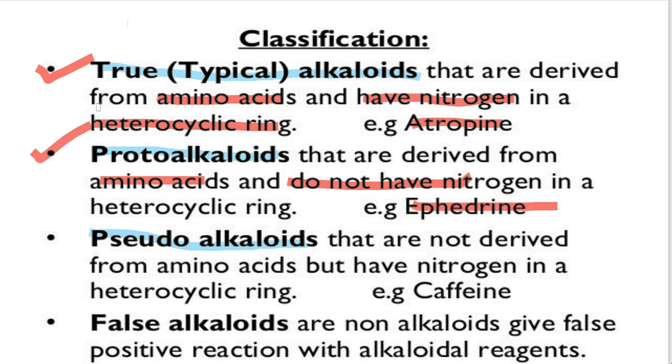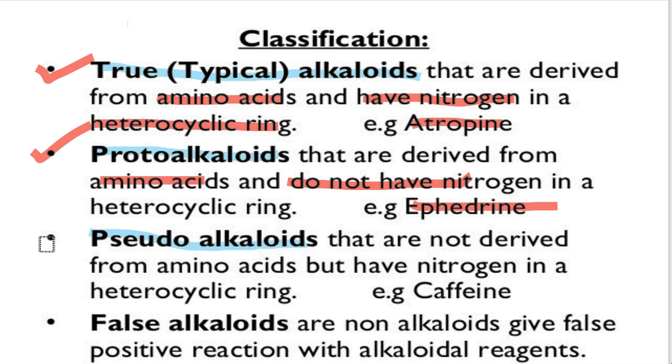So what is the basic difference between true alkaloids and protoalkaloids? Both are derived from amino acids, but in typical or true alkaloids you have nitrogen in the ring, and in protoalkaloids you do not. The example for true alkaloids is atropine and for protoalkaloids is ephedrine.